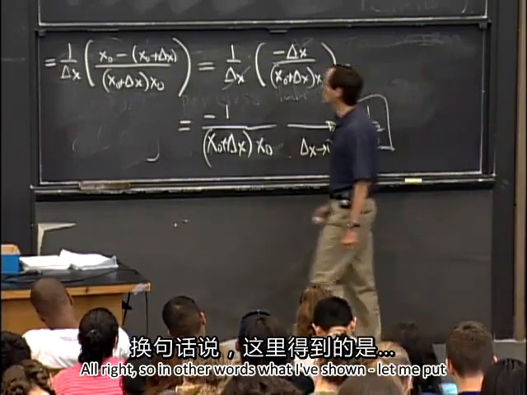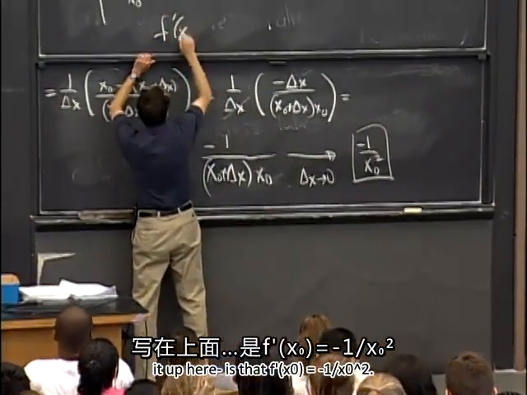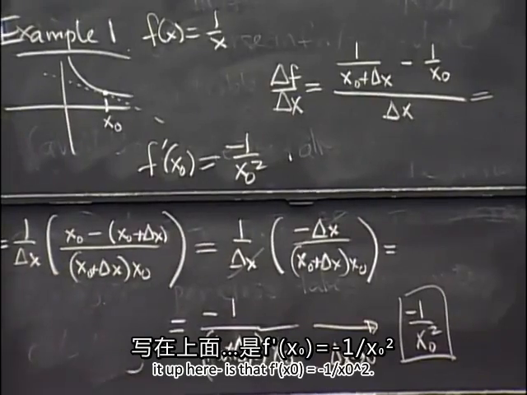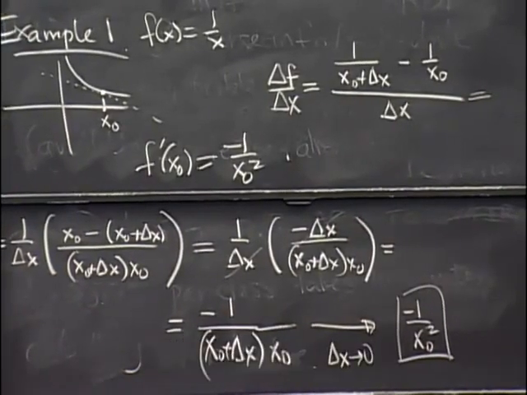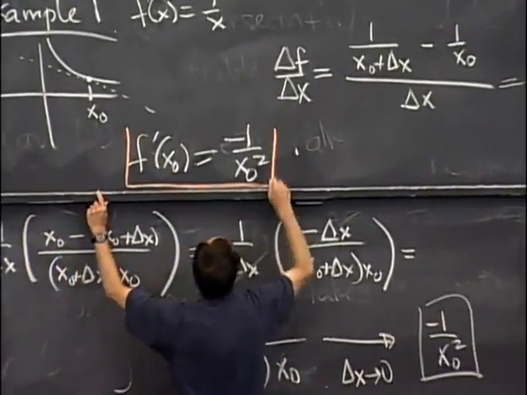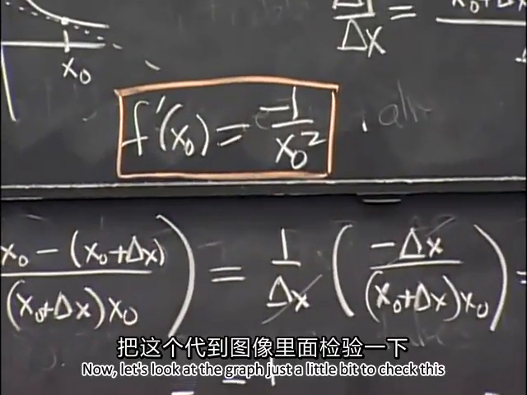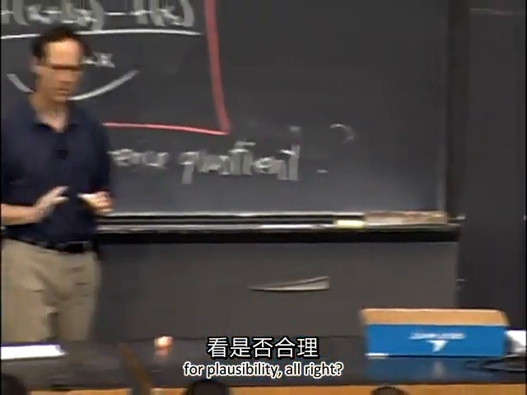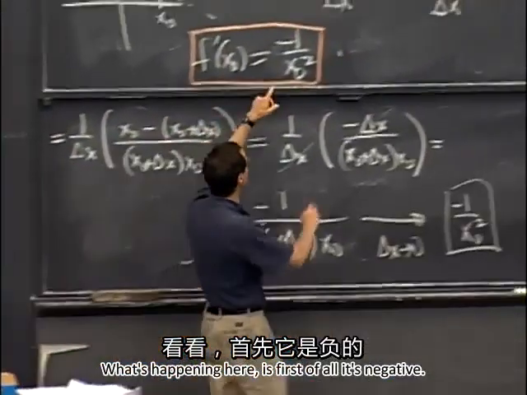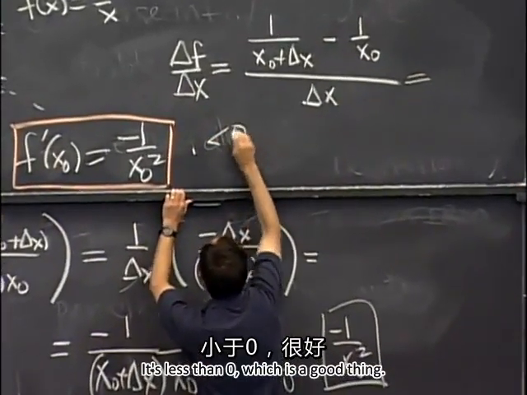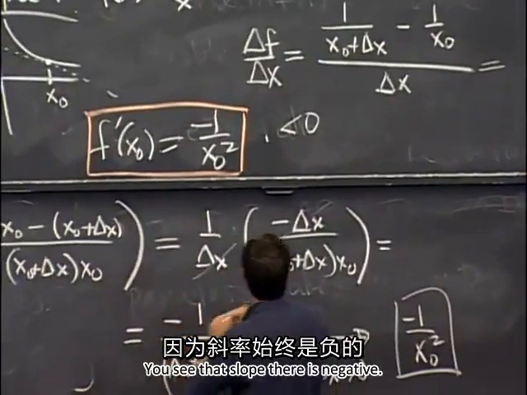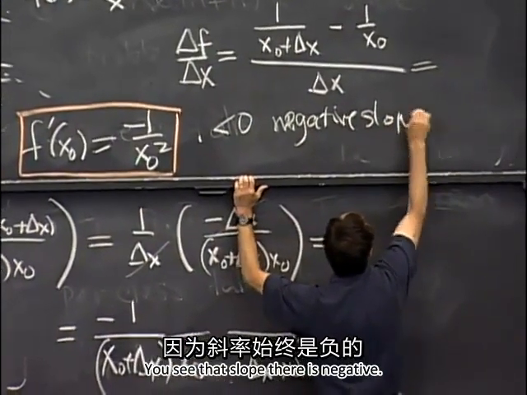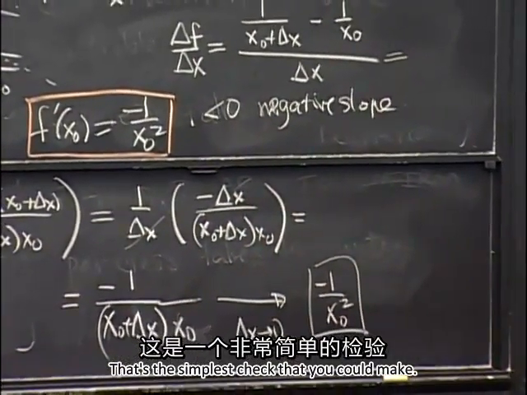Right, so in other words, what I've shown, let me put it up here, is that f prime of x0 is minus 1 over x0 squared. Now, let's look at the graph just a little bit to check this for plausibility, all right? What's happening here is, first of all, it's negative, right? It's less than 0, which is a good thing. You see that slope there is negative. That's the simplest check that you could make.